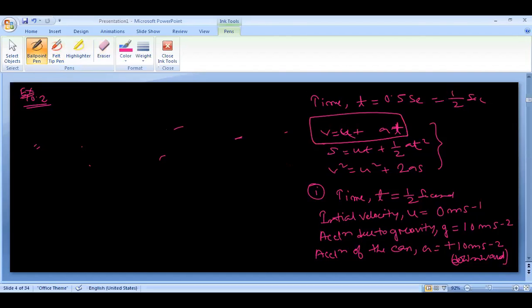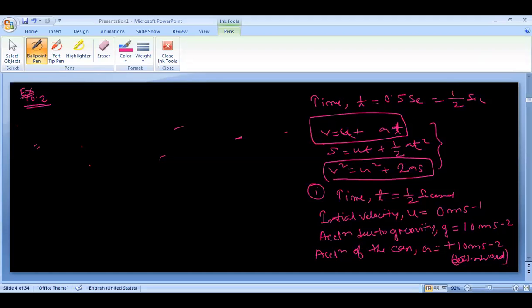Yes or no? Now suppose one question is given and the value of t is not given, and instead of t the distance is given, then you have to apply the other formula for finding v. So which formula you use depends upon the data you are given. The data given in the question will decide which formula you apply. Clear? That's why you first have to memorize these formulas.